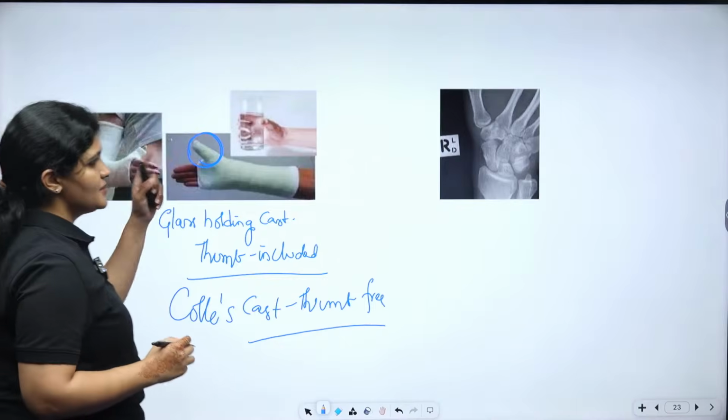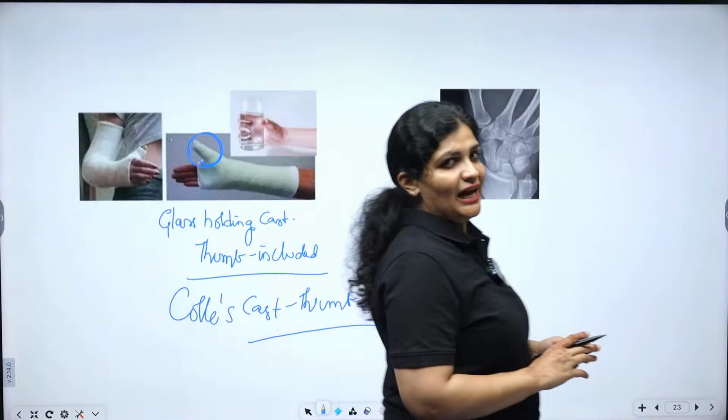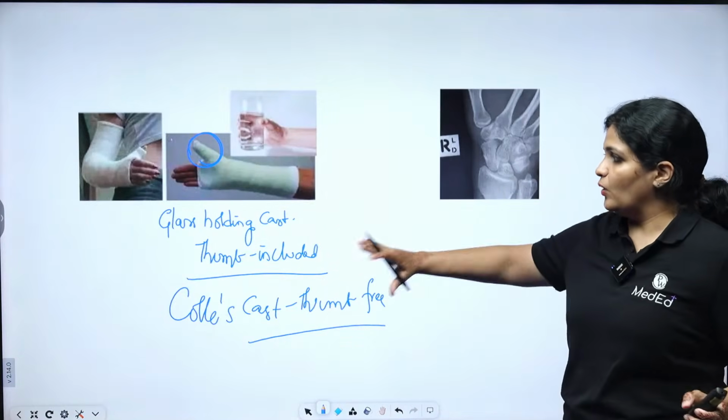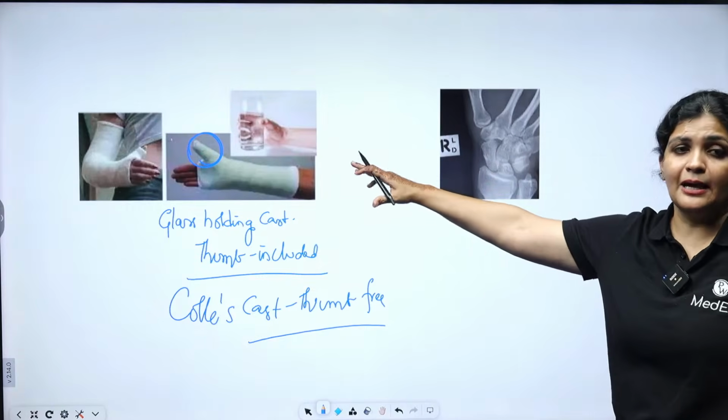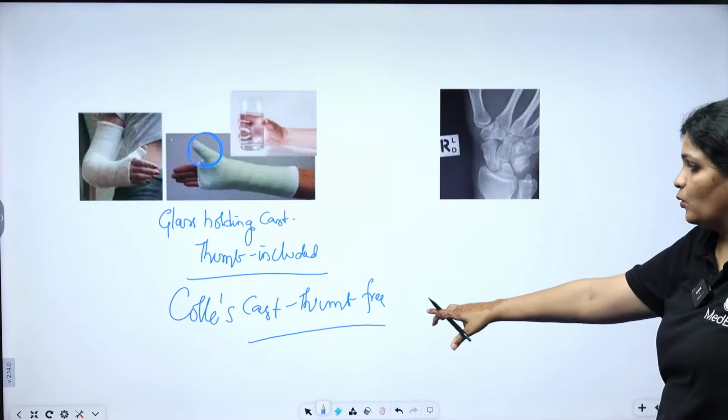Sometimes they ask what this is, so you have to identify which cast it is. To identify between the Colles and the glass holding cast, remember the thumb is included in the glass holding cast, and in the Colles the thumb is free.